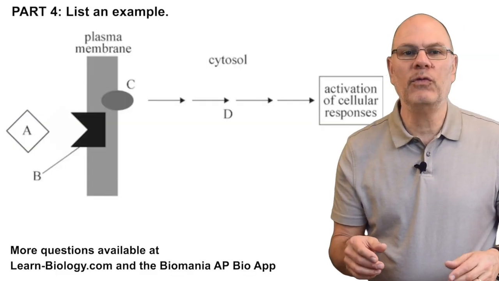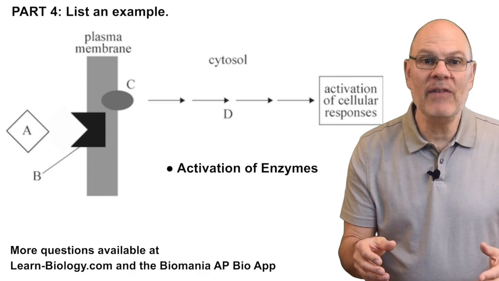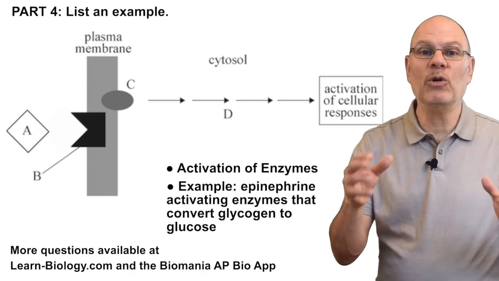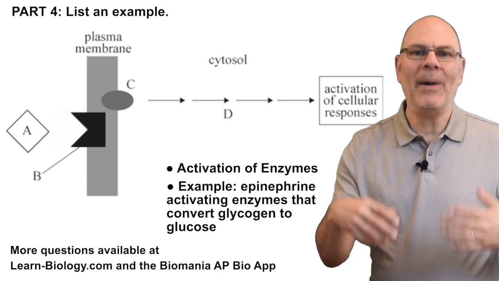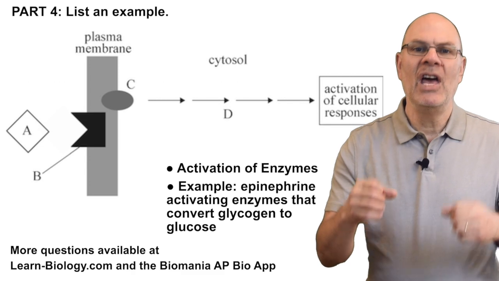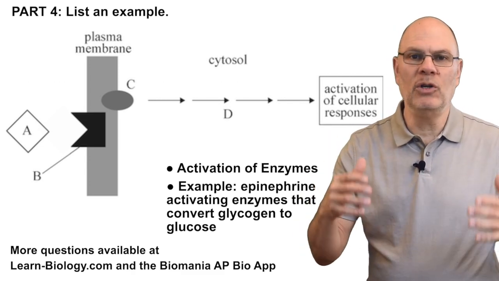Now let's look at part 4. One possible cellular response is activation of enzymes. An example of this is when liver cells respond to the fight or flight hormone epinephrine by activating enzymes that break down glycogen into glucose. Then that glucose diffuses into the bloodstream and you can use it to run or fight.